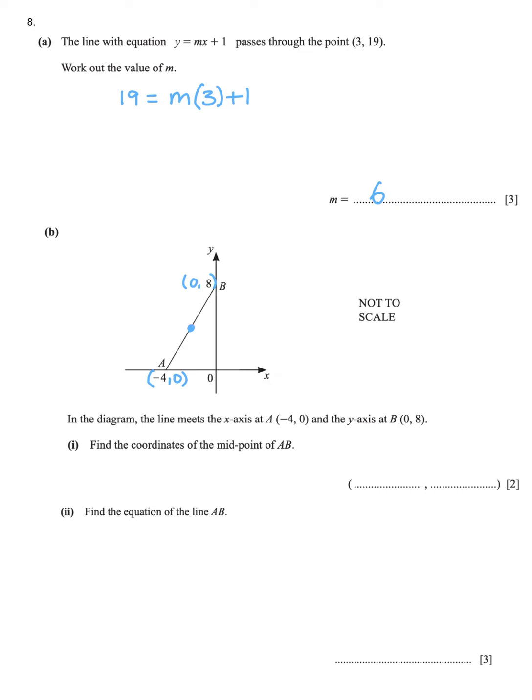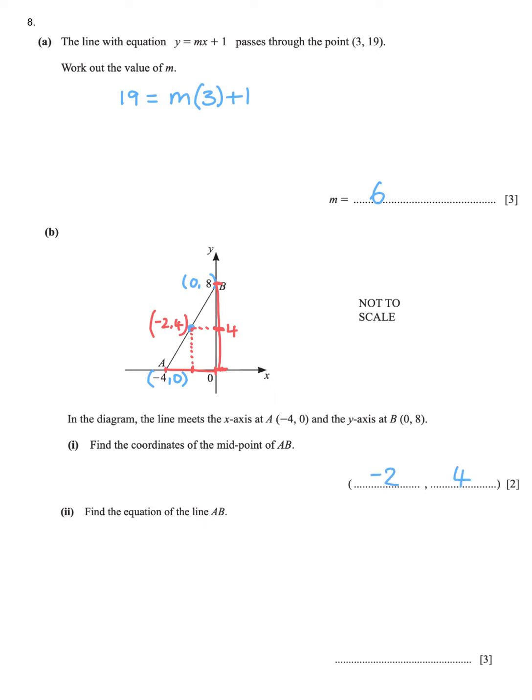So the middle of the x's, so going from -4 to 0, is going to be -2. And then the middle of the y's, which goes from 0 all the way up to 8. So the middle there is 4, and that would be the midpoint of my line AB. So that is (-2, 4).